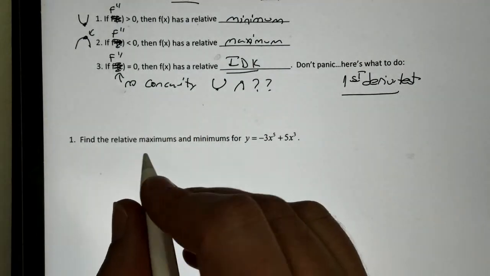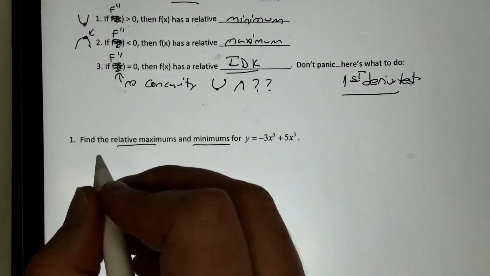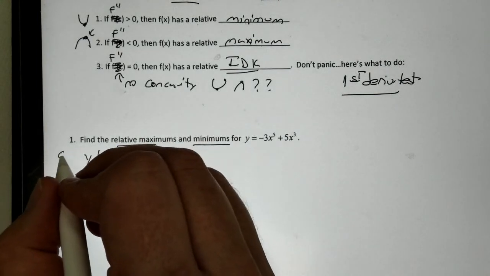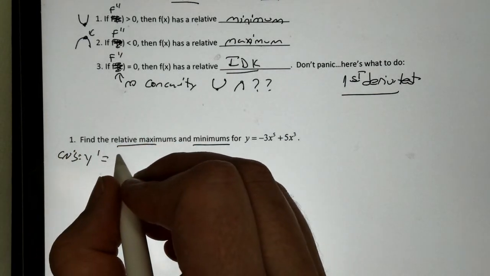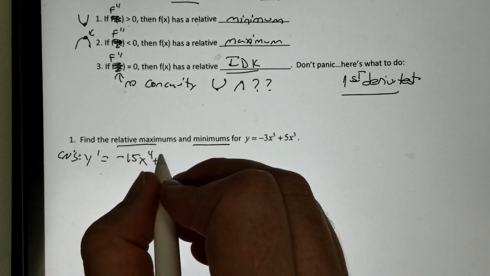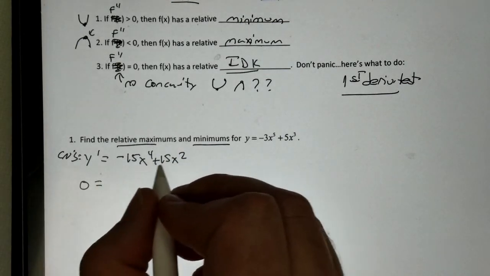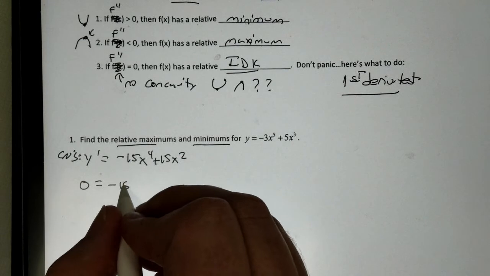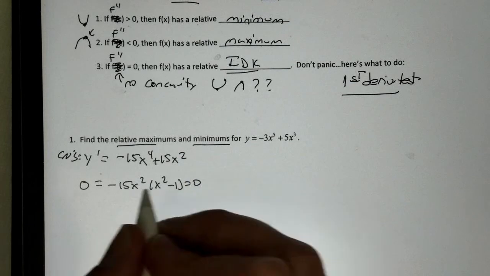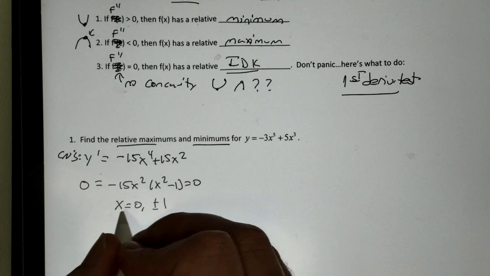So we want to find the relative maximums and the relative minimums for the following graph. Ready? I'm going to do the first derivative test. First derivative, I got to get my critical numbers first. The first derivative is easy: negative 15x to the fourth plus 15x squared. If I set this equal to 0, I can factor out a negative 15x squared, and I'm going to get x squared minus 1 equal to 0. My critical numbers are 0 and plus or minus 1.